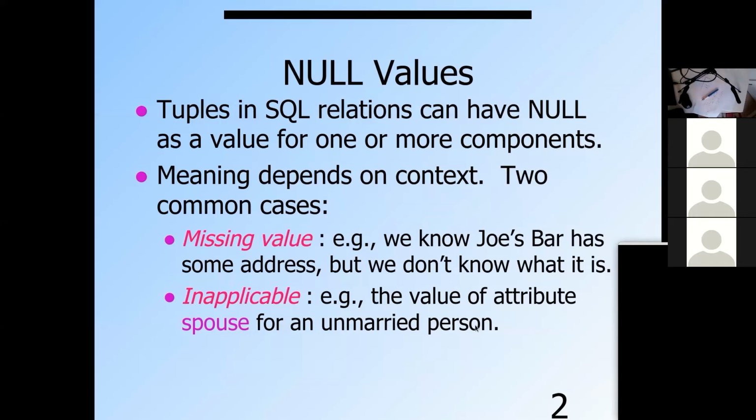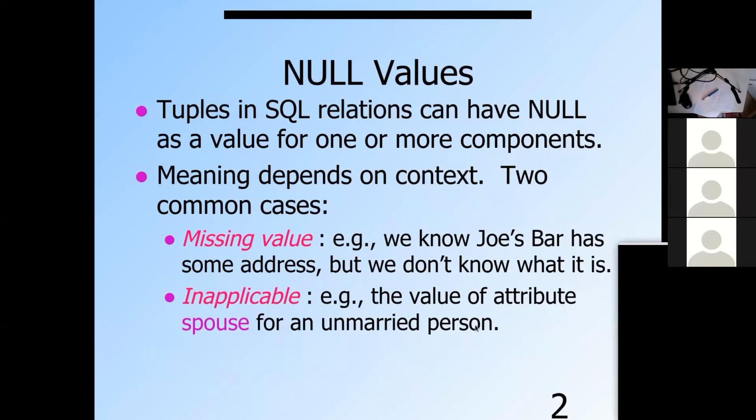It's pretty straightforward. All right, so we know that null values come up because of, I mean, the two most usual cases, a missing value. So we know that this bar has an address, but we just don't know what the address is. It could be anything really, but we just put a null value in there.